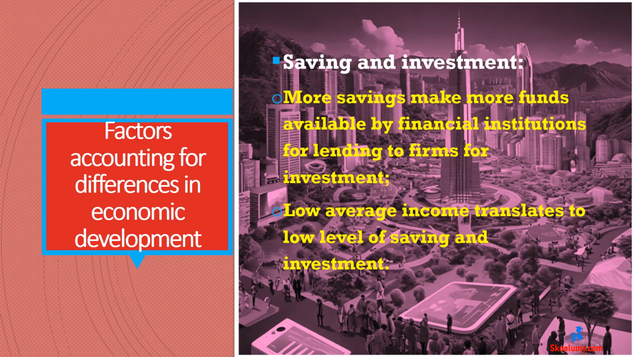Saving and investment. Savings provide money for banks to give to businesses for investment. People save less money in less developed countries because they have low incomes. They can hardly meet their basic needs, let alone save money in banks. Therefore, the savings ratio tends to be low in these countries. Savings ratio is the proportion of people's income that is saved.